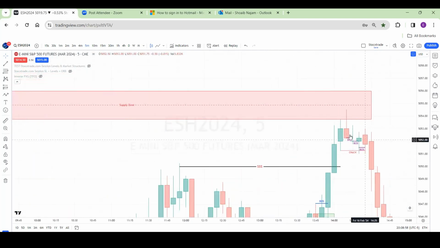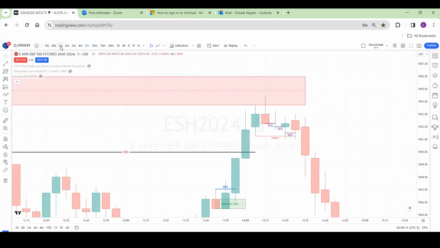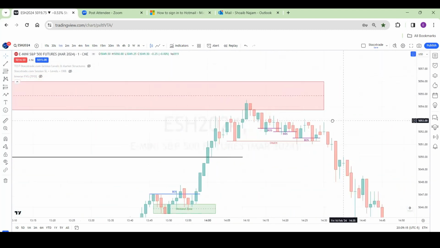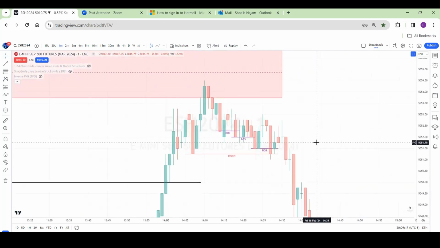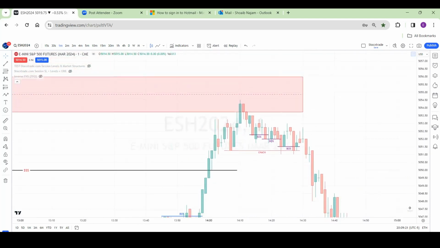So you need to wait for the market to come inside the supply zone and look at the rejection once the market is coming. This big rejection, this other big rejection, like a hammer candle or whatever. Okay. So now you need to wait for the change of character.